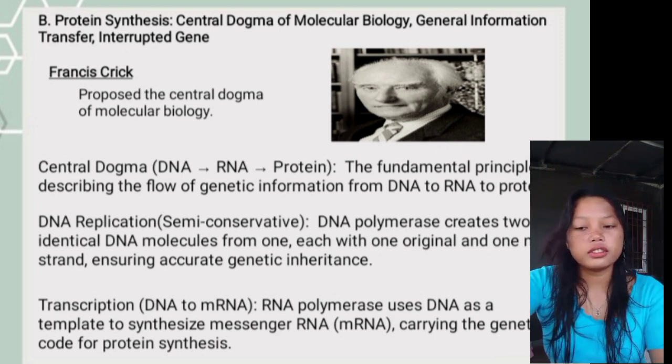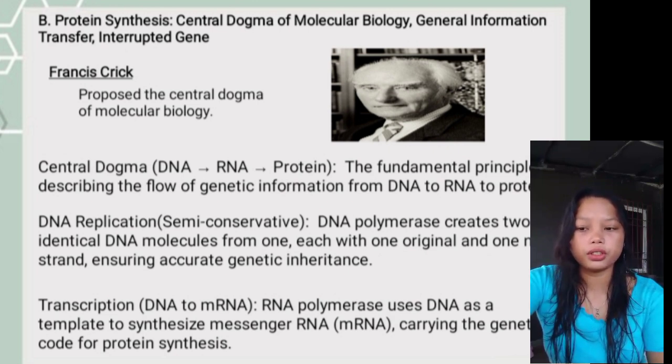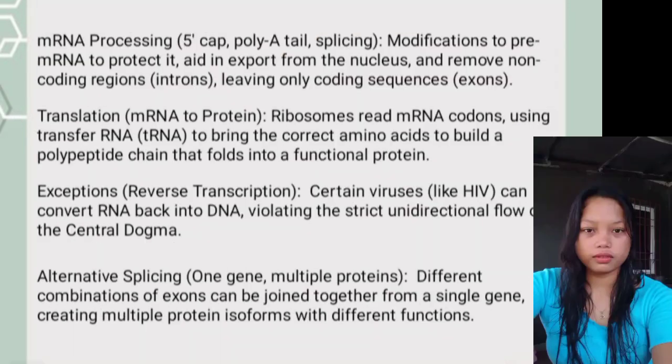Before a skin cell divides, its DNA is copied. Each new DNA molecule has one strand from the original DNA and one newly made strand. The third one is transcription, DNA to mRNA. In a liver cell, the DNA sequence coding for the enzyme alcohol dehydrogenase is used to make mRNA that will later help synthesize this enzyme.